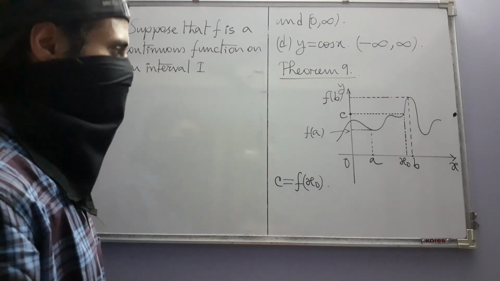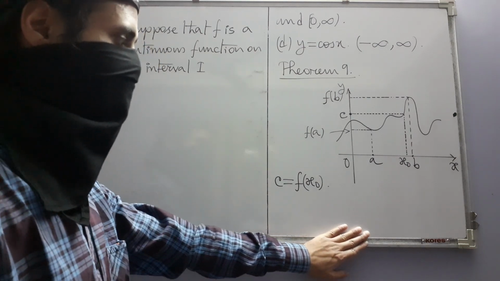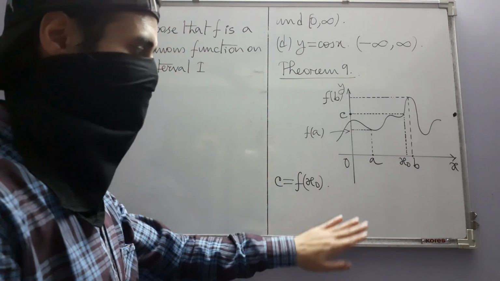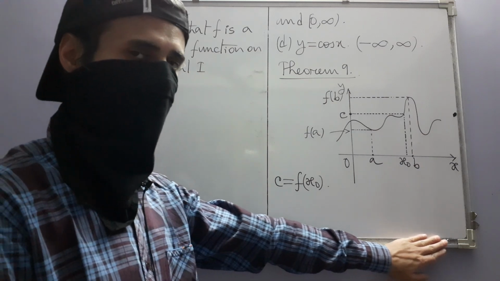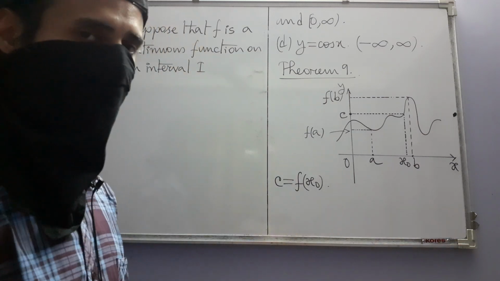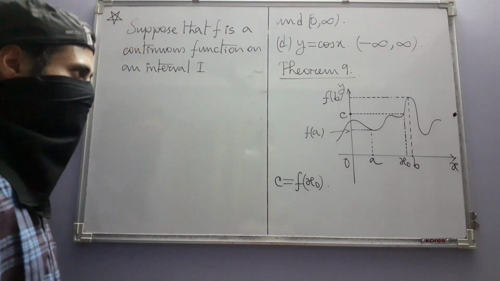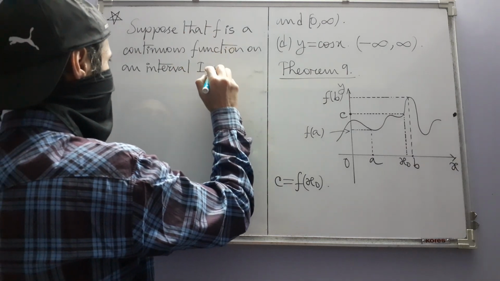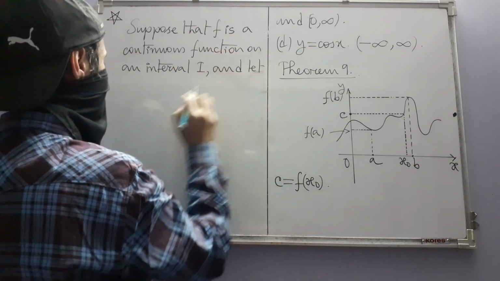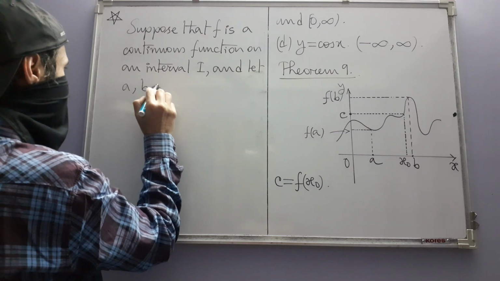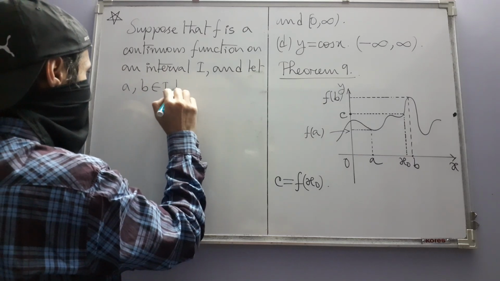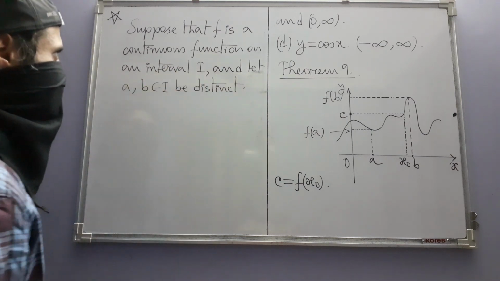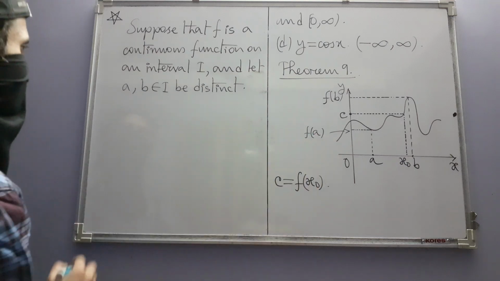Well, if you want to know, the proof of this fact depends on something called completeness, and as the authors mentioned in the very beginning of the book, completeness is a property that is not going to be discussed in this book. It's slightly advanced for this stage. So you will see that somewhere else. And let a and b be two distinct points in I.